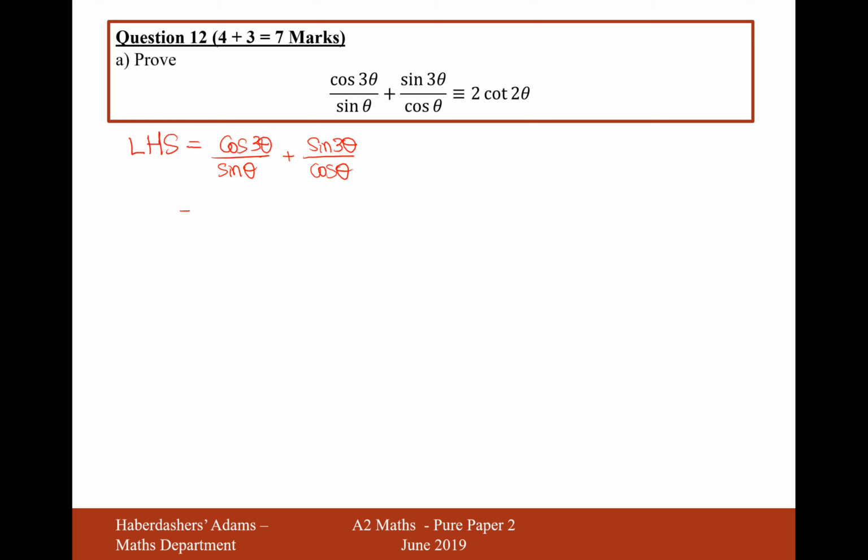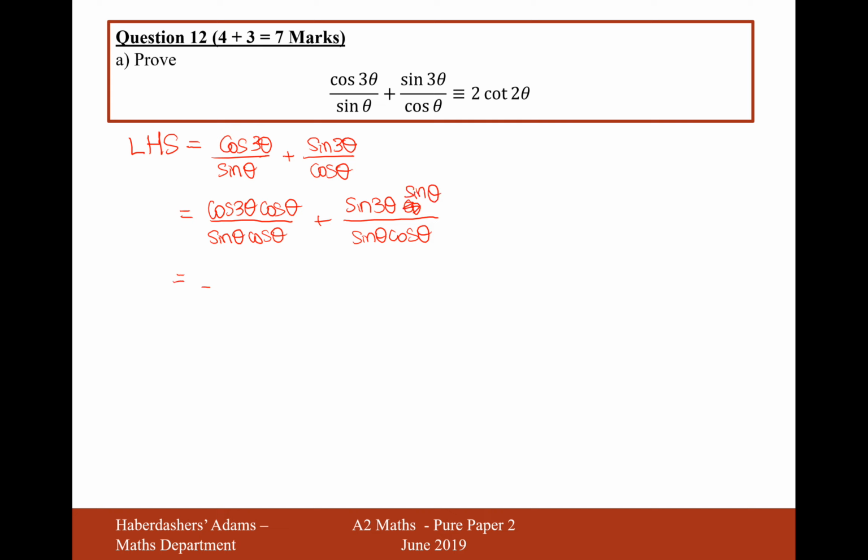Let's create a common denominator here. So if we create a common denominator of sine theta cos theta, then on the first fraction we've already got sine theta, so we need an extra cos theta on the top, and then it's going to be plus on the bottom, common denominator of sine theta cos theta. We already have cos on the bottom, so we need an extra sine theta on the top, so extra sine theta.